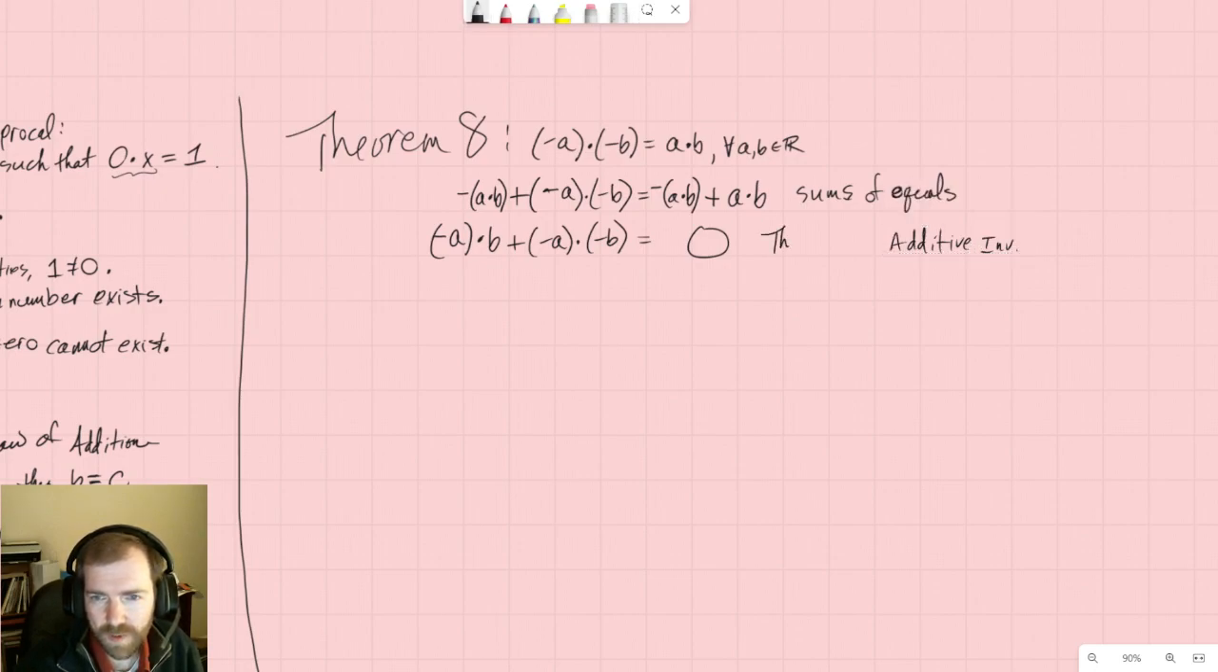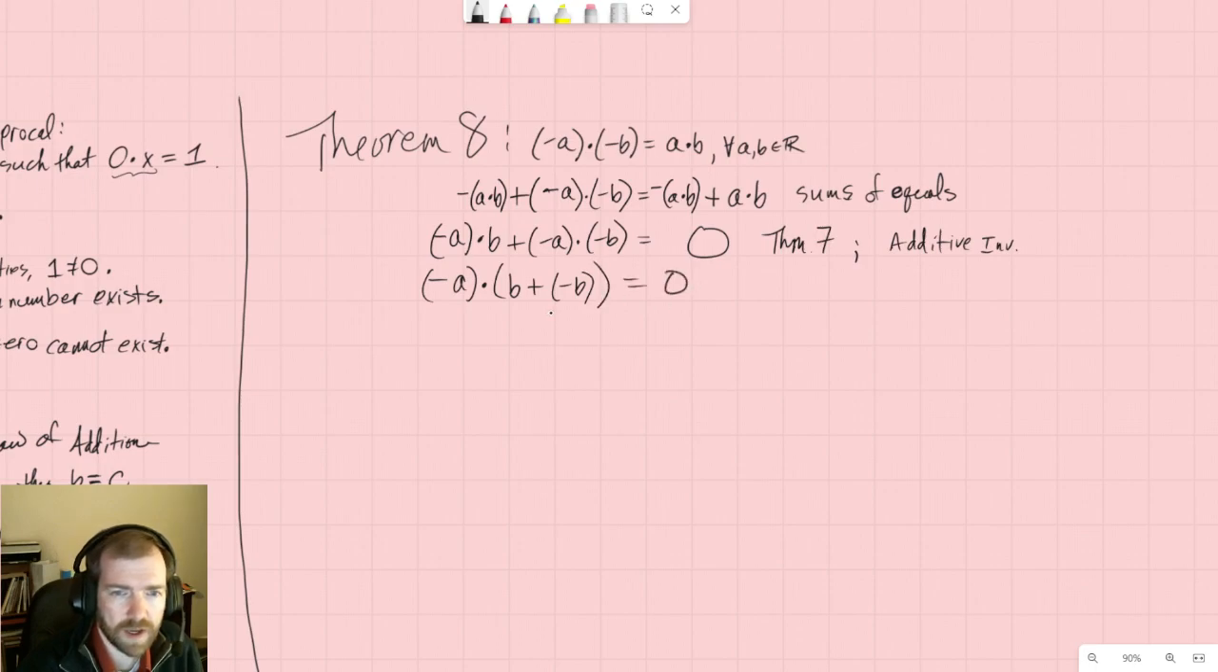So for the left side we want to do Theorem 7. And for the right side we want the additive inverse, which gets us 0 from things that have the opposite sign as each other. And then over here we have negative a, which we can factor out from both terms. And that leaves us with a b plus a negative b, which equals 0. And then b plus negative b is going to be 0 by additive inverse.